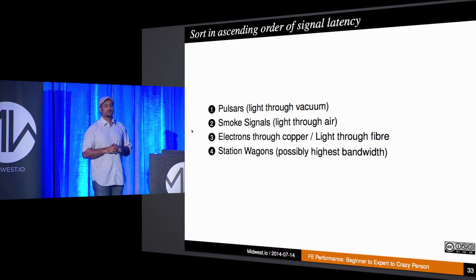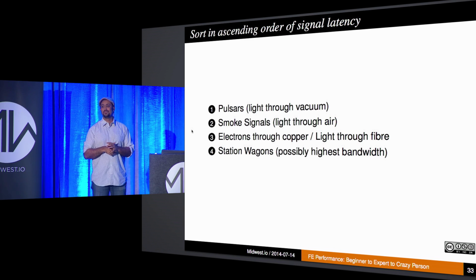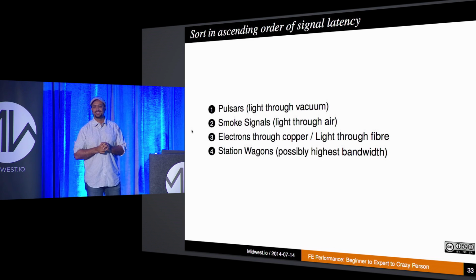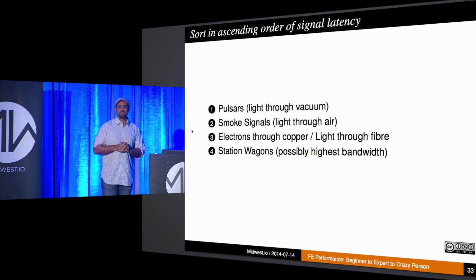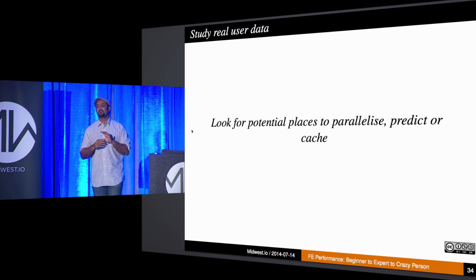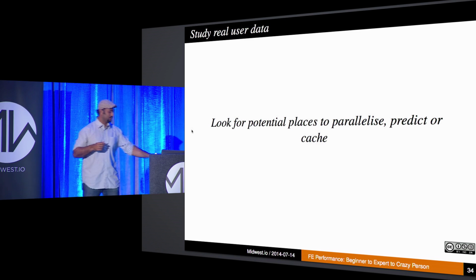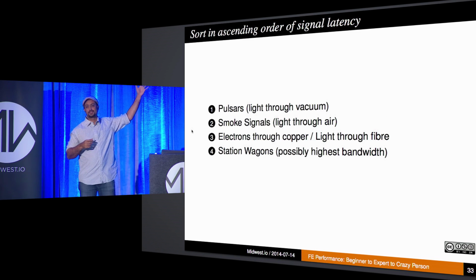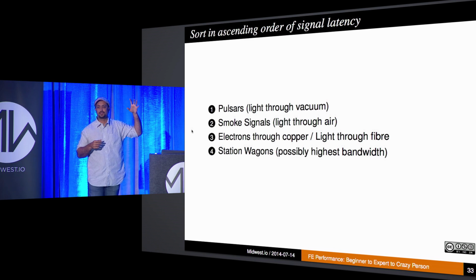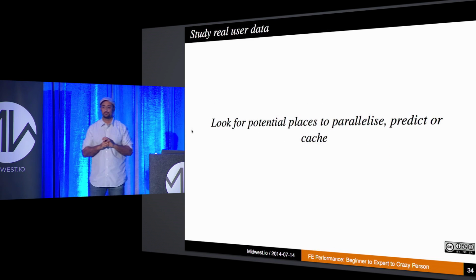Right? You could stuff them full of 128 gigabit micro SD cards and speed down the autobahn or something. So you want to look for potential places to parallelize. Naturally, we could use the fastest medium possible, but we can't send much data on that, or we could use the slowest one, but it's not going to get there fast enough.